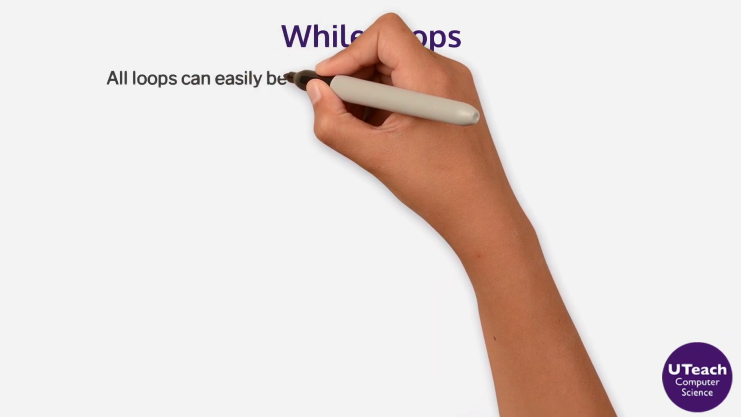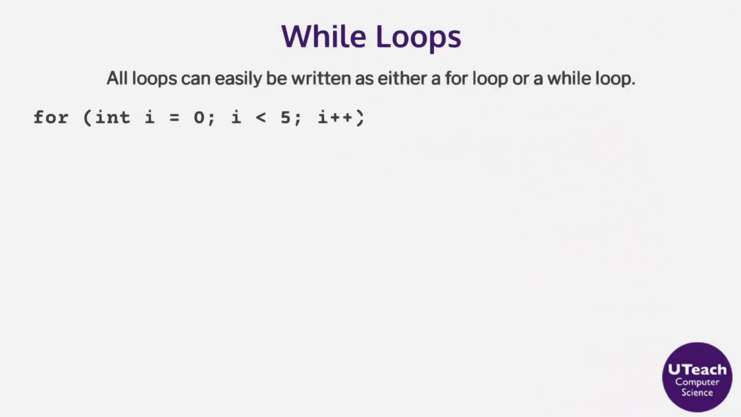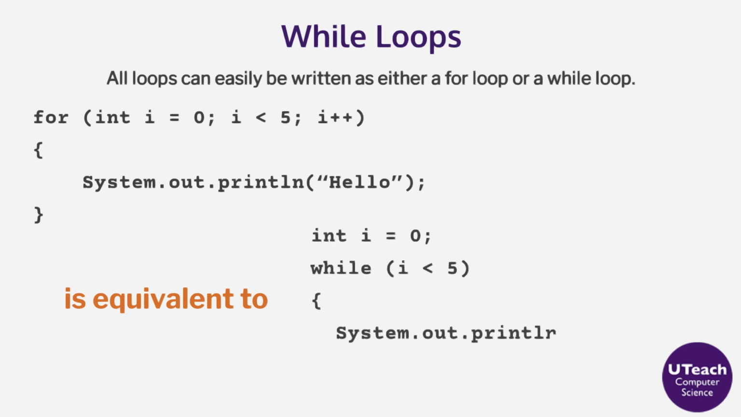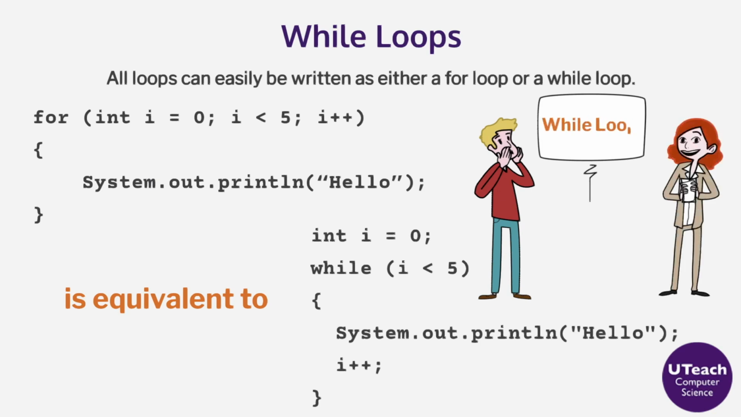All loops can easily be written as either a for loop or a while loop. A rule of thumb is to use a for loop when you know or can easily calculate how many times you need to iterate, and use a while loop when you do not know or cannot easily calculate how many times the program must iterate. Programmers tend to gravitate towards one kind of loop over another as a personal preference, unless an algorithm performs better with a certain one.